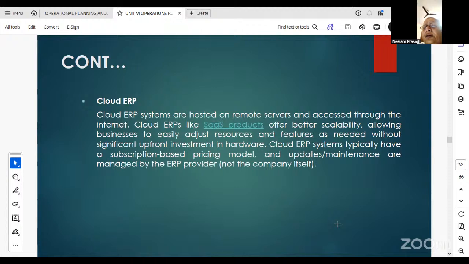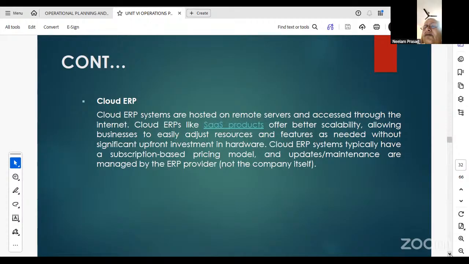Then cloud ERP. Cloud ERP systems are hosted on remote servers and accessed through the internet. Cloud ERPs like SaaS products offer better scalability, allowing businesses to easily adjust resources and features as needed without significant upfront investment in hardware. Cloud ERP systems typically have a subscription-based pricing model, and updates and maintenance are managed by the ERP provider, not the company itself.